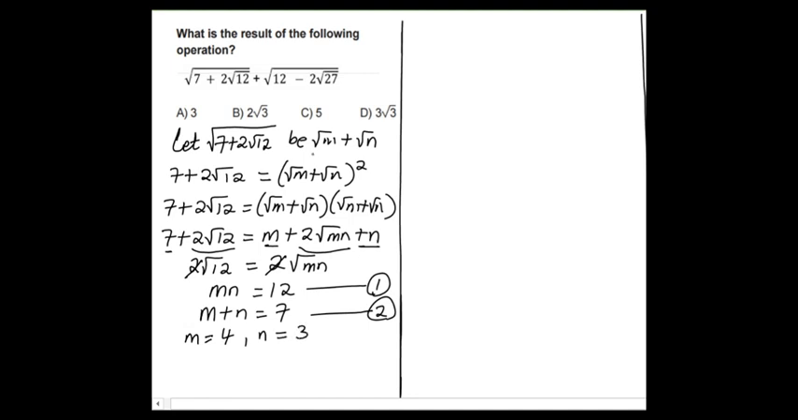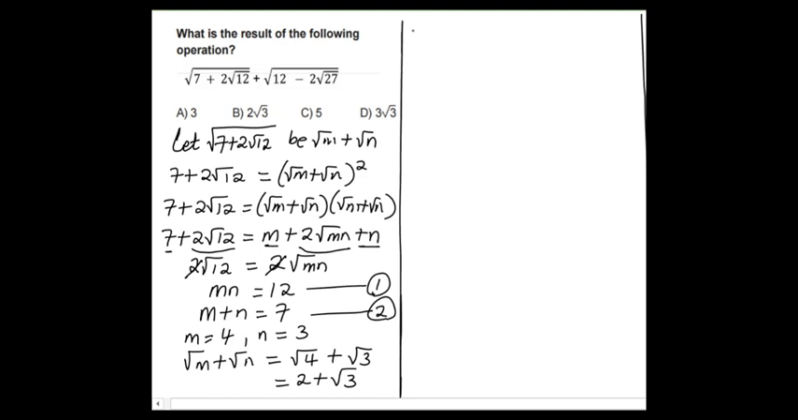So therefore, since the square root is root m plus root n, we now have root m plus root n equal to root 4 plus root 3. Root 4 is 2, then we have plus root 3 as the square root of 7 plus 2 root 12. Now let's tackle the next one, which is 12 minus 2 root 27.